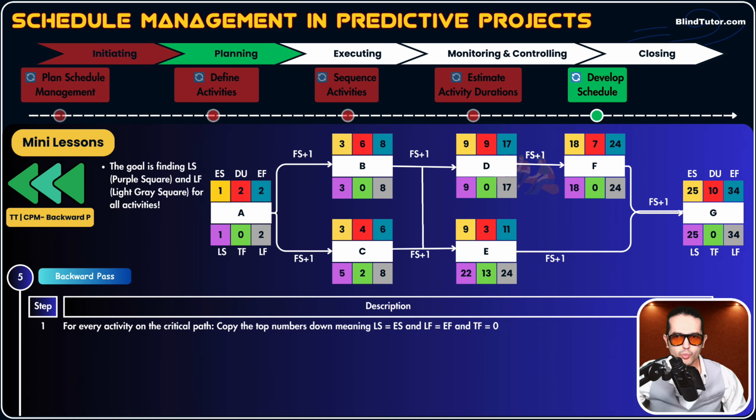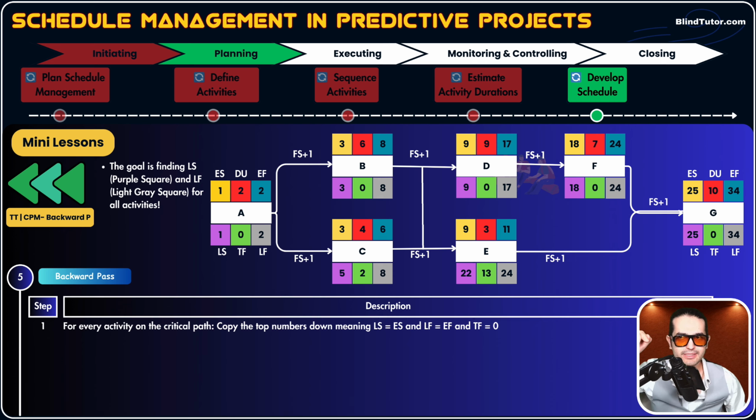So for the LF of these activities on the critical path, we write down the EF number. So LF of, for example, activity G, which is on the critical path, equals the EF of that activity, 34, 34. And for LS, we set that number as the ES of that activity. So LS of activity G equals 25, which equals the ES of that activity. So ES equals LS and EF equals LF. We do it for all of those activities that are on the critical path.